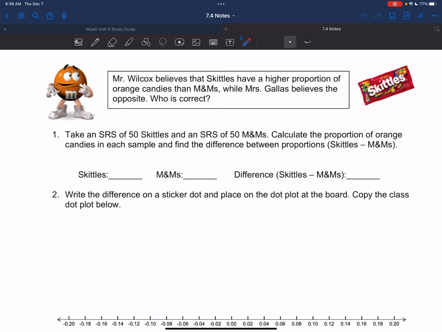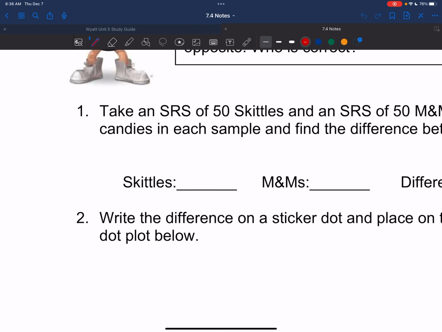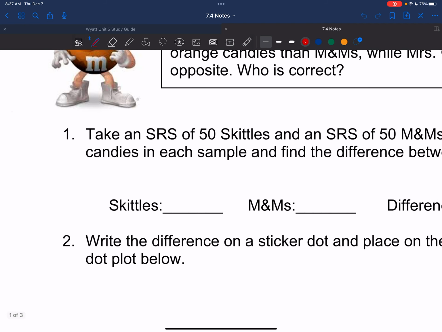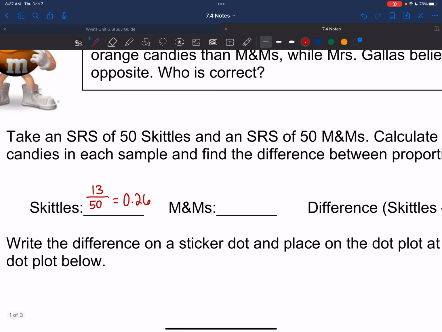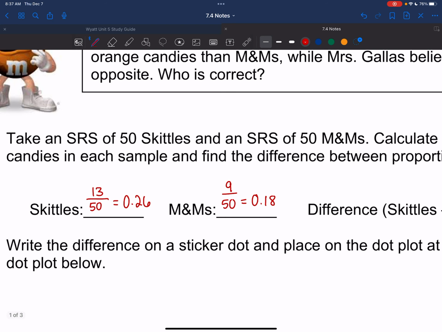And within each one, I'm going to count how many orange pieces there are. All right, so for the Skittles, let's pretend that I have 13 orange pieces out of 50 total. So that means I'm going to have a proportion of 0.26. And then for the M&Ms, let's pretend I have 9 out of 50, which is 0.18. Now, because I have two different proportions here, 0.26 and 0.18, I want to be able to tell the difference between the two.